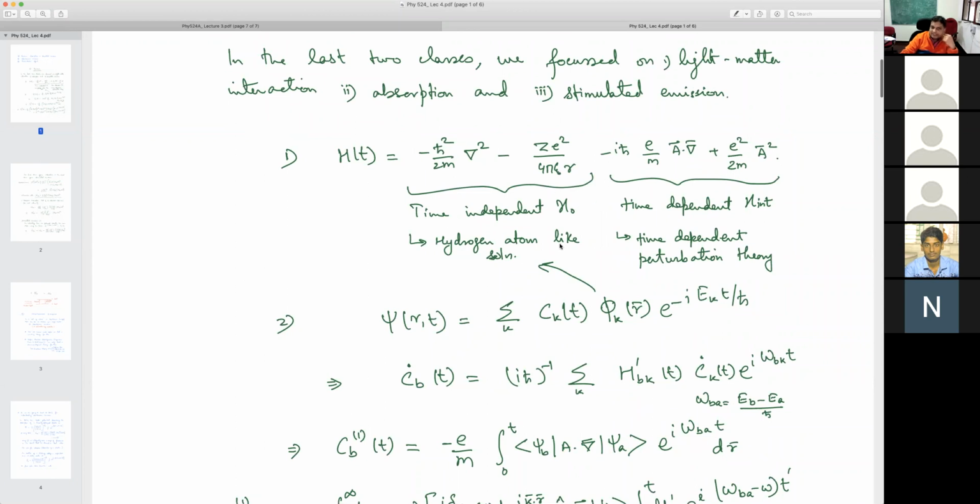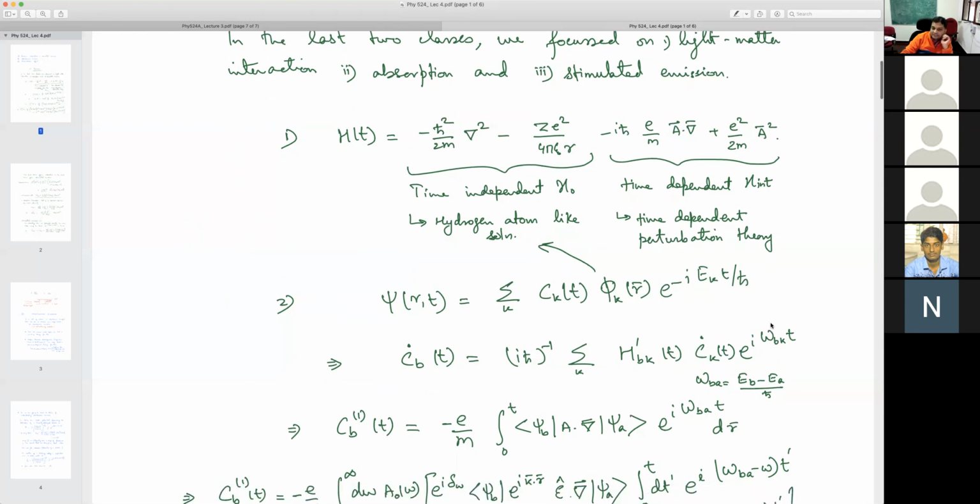So I start from a hydrogen atom like system, a collection of atoms. The Hamiltonian I have written for a single atom, and the light matter interaction we know, minus iħ del goes to minus iħ del plus eA, and if I do that expansion, I'll get this term as the time dependent H_in, which I need to solve by using time dependent perturbation theory. And for the first part, H naught, I already know the solutions, the phi_k's, and the full solution I write in terms of these.